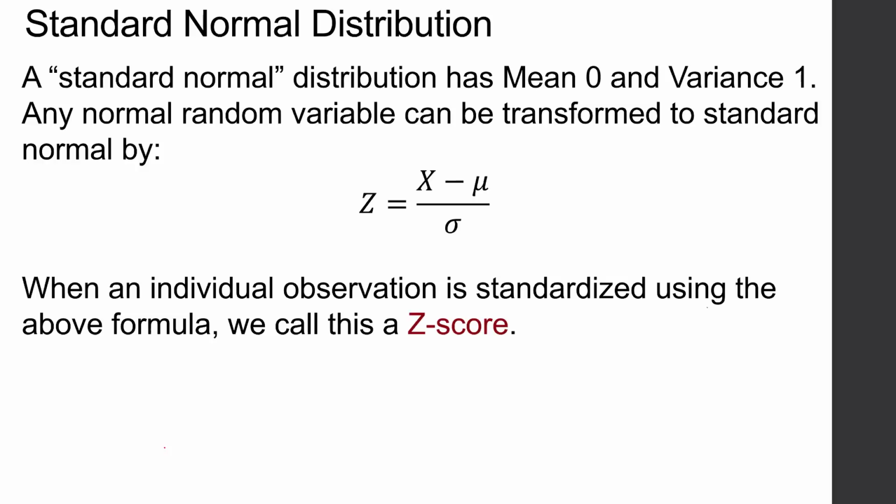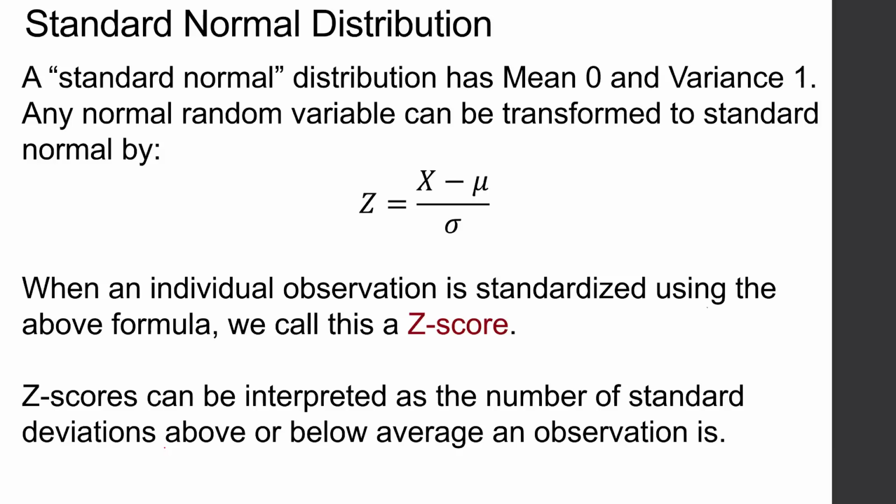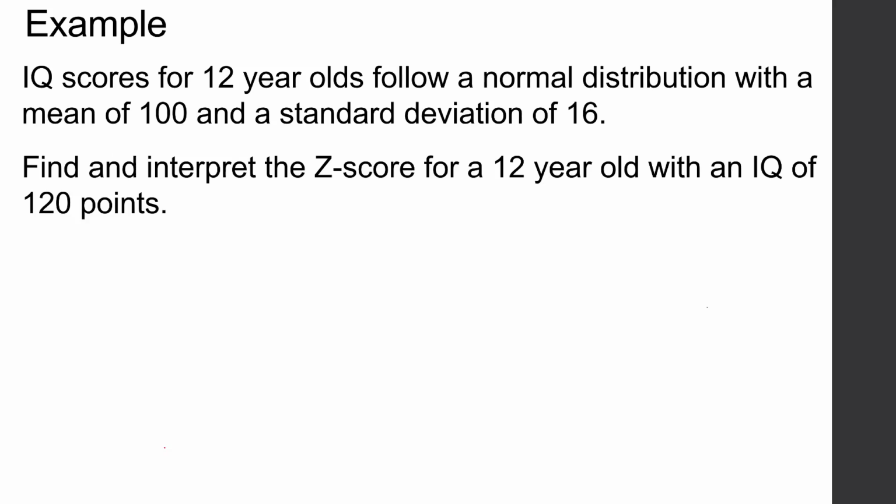And then accordingly, if you divide by the standard deviation, you're scaling it to have a standard deviation of 1. When an individual observation is standardized using this formula, we call it a z-score. And the z-score can be interpreted as the number of standard deviations above or below average that an observation is. A negative z-score will be below average by that many standard deviations, and a positive one will be above average.